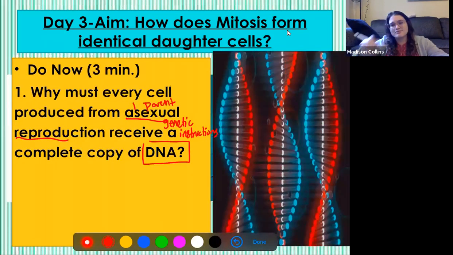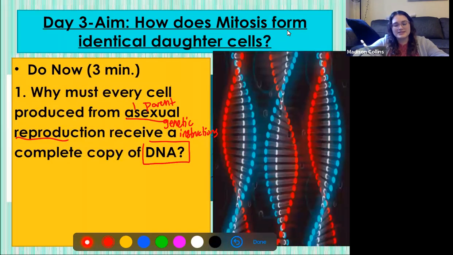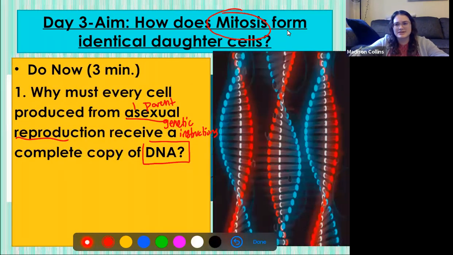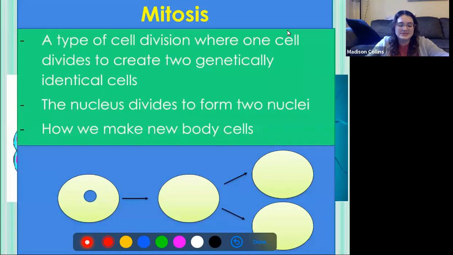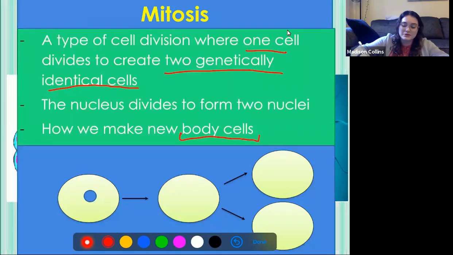Now, today's aim is, I've already said it, but how does mitosis form identical daughter cells? But what exactly is mitosis? Yesterday, we learned that mitosis is a type of cell division where one cell divides to create two genetically identical cells. And this is something that's happening in your body right now. This is how we make new body cells. Another word for body cells that you'll hear pretty frequently is somatic cells. That word somatic is just another way of saying body. So somatic cells or body cells are things like your skin cells, your muscle cells, your nerve cells. Those are all examples of somatic cells.